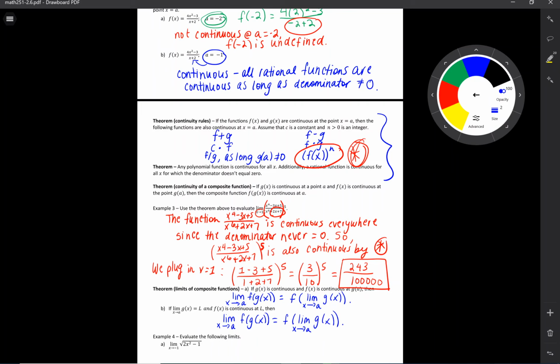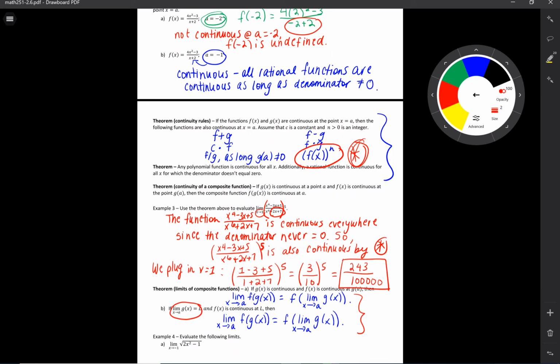So even if g of x isn't continuous, here this is saying that even if g is not continuous at a, but my limit is equal to a number, as long as f is continuous there, I can take the limit like this. So the difference between part A and part B of this theorem is in A we are assuming that g is continuous, and in B we are assuming that g is possibly not continuous at the point a, but it does have a limit as it approaches a.